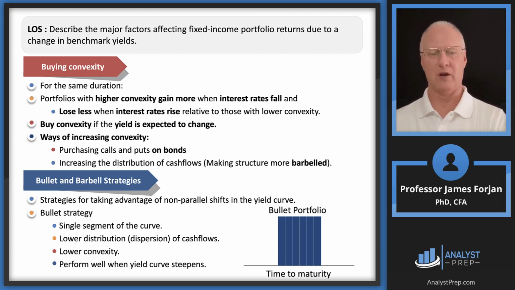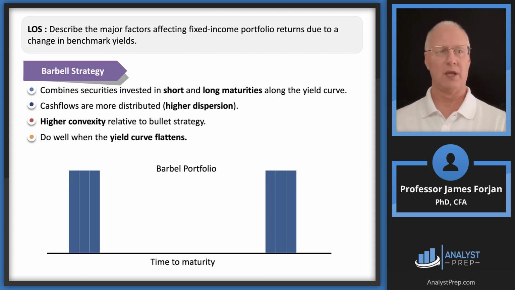All right, so there's a picture of the bullet portfolio down there, time to maturity. You just buy those bonds at each time to maturity. And then the barbell strategy, of course, is the barbell.